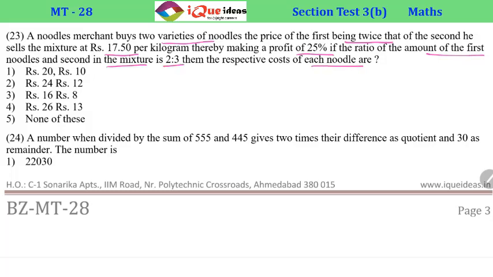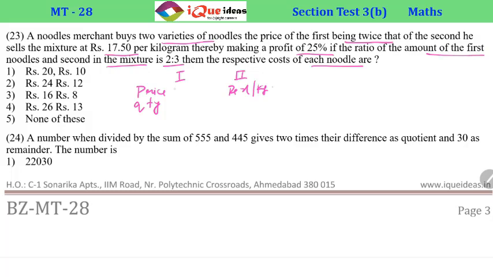First of all, let's see. The price ratio is given, right? 2:1. Okay. Let's say the first one, the second one, price and quantity. Alright, let's do it like this. Now, the first one's price is twice that of the second one. So let's say the second one's price is 1 rupee, or let's say it is X rupee per kg.